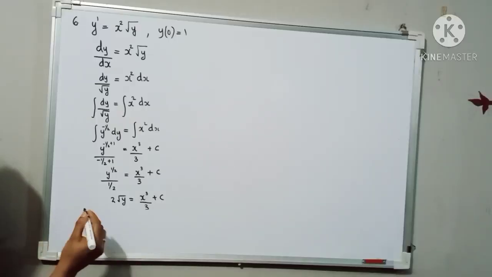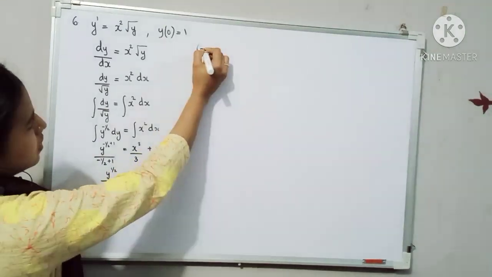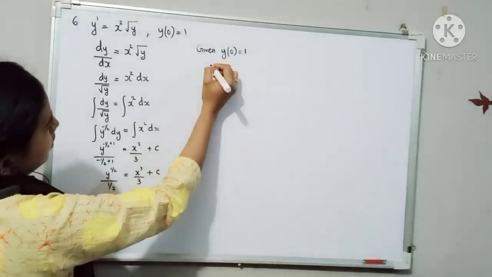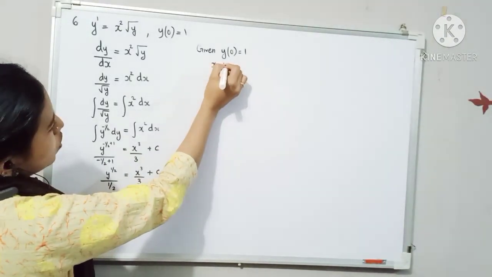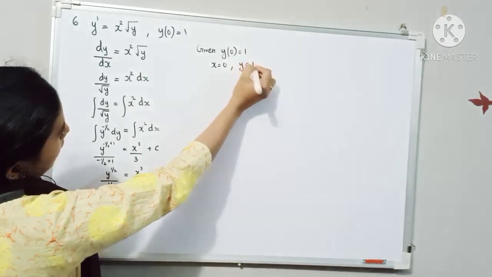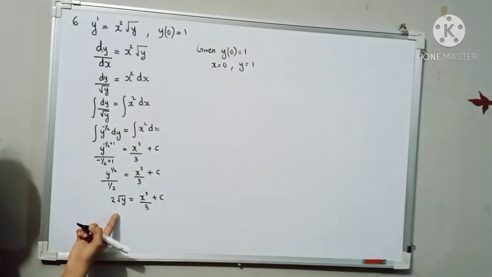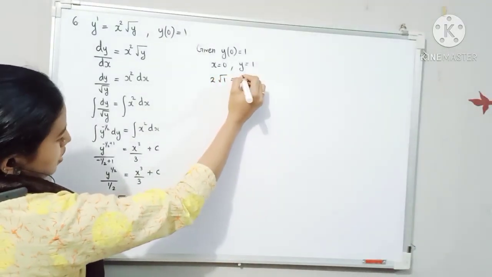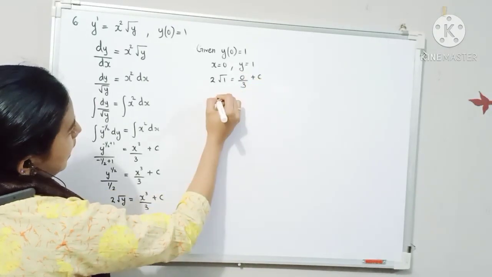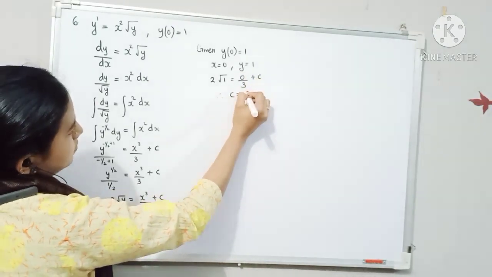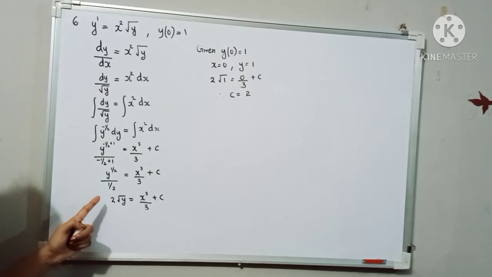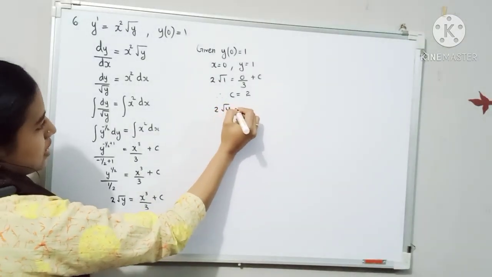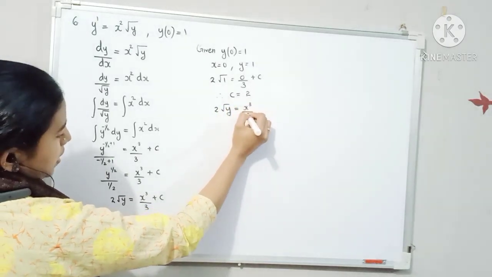It is given that y of 0 equal to 1. That means x is equal to 0 and y is equal to 1. Now substituting in our general solution, it is 2 into root 1 is equal to 0 by 3 plus c. The value of c is 2. Now substitute the value in this equation, that is 2 root y is equal to x cube by 3 plus 2.